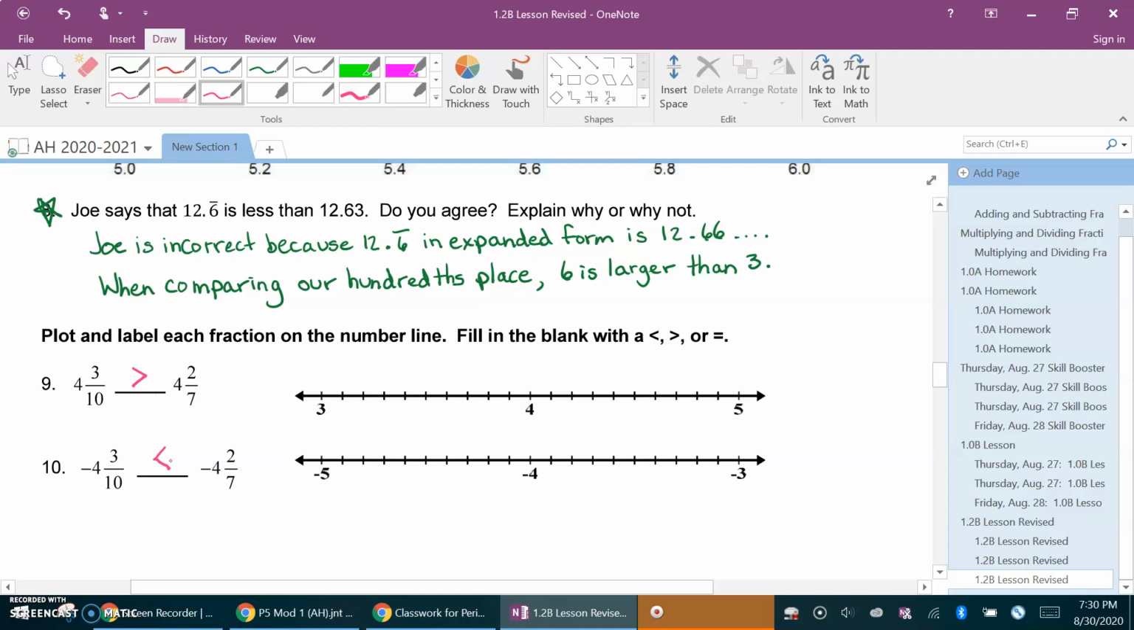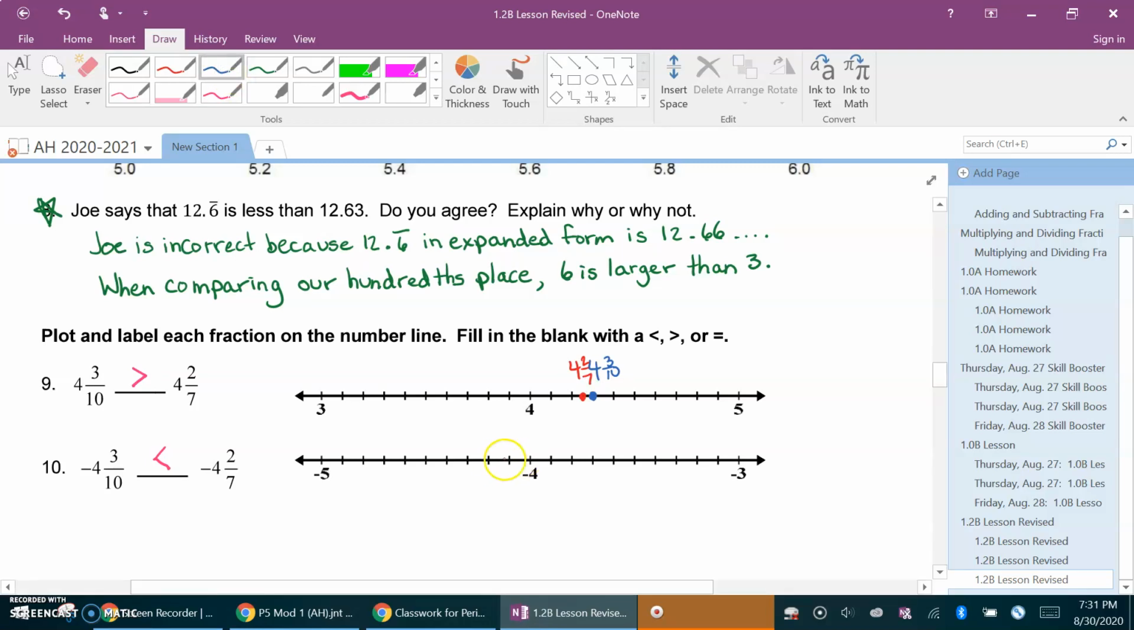And I'm going to go ahead and give you time to put the numbers in there. But between the 4 and the 5, we know that those are all tenths. So 4 and 3/10 is going to be here. And we know that 4 and 2/7 is going to be slightly smaller. These are not my favorite number lines.